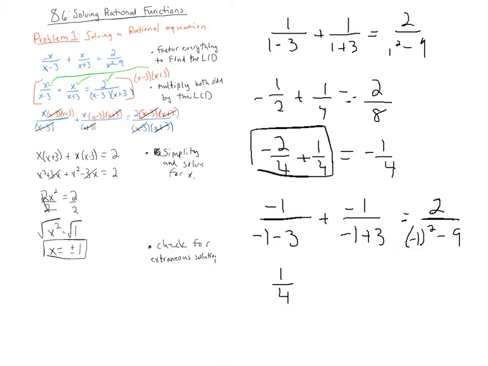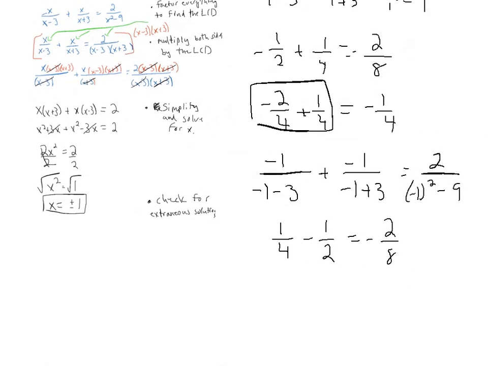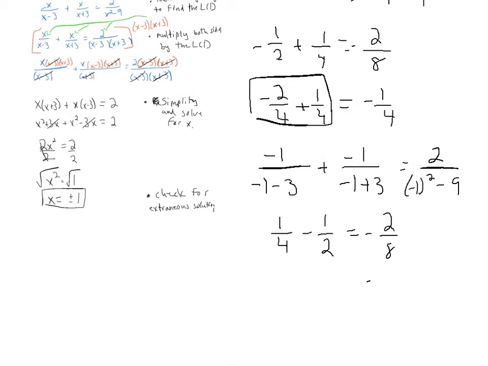Negative 1 over negative 1 plus 3. That would be a negative 1 over 2. So that would be a negative 1/2. And 2 over 1 minus 9 is a negative 8. So again, if you look at this, 2 over 8 can reduce to negative 1/4.